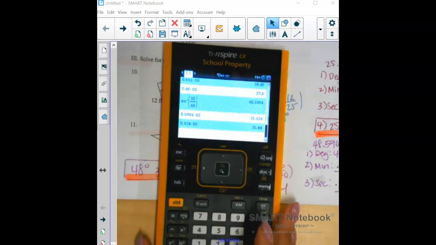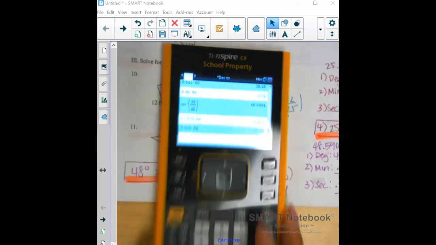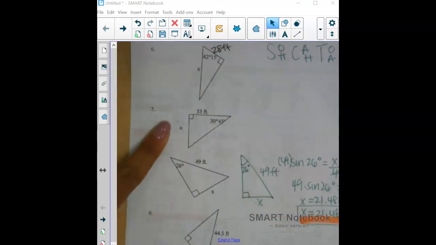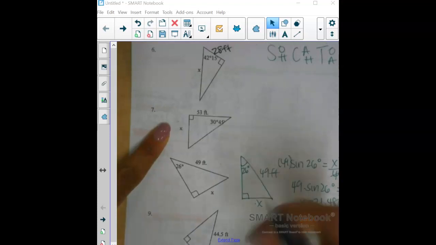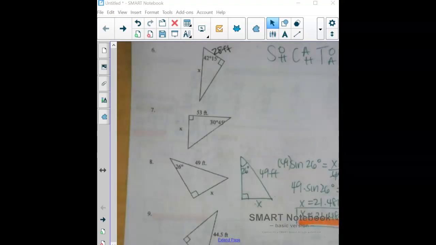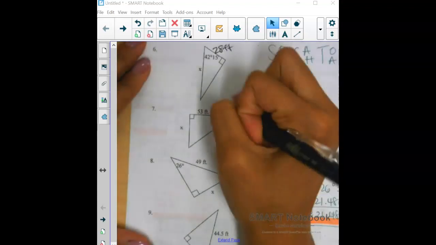So now that you know how to do this by hand, let's look at a question that we can use in our calculator. So let's start with question 7. I'm just moving up the page. So question number 7, and we're going to solve for x using the degrees, minutes, and seconds that are here.